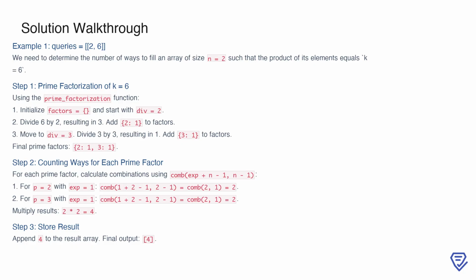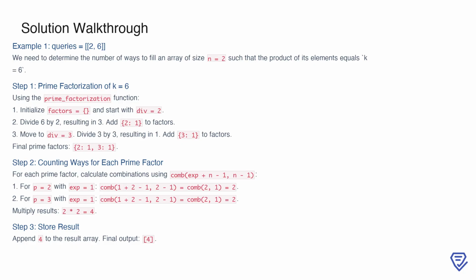Once we have the prime factors, we calculate how many ways we can distribute the exponents of these factors across the n elements of the array. For each prime factor, we use the formula com(exp + n - 1, n - 1). For the factor 2 with an exponent of 1, the calculation is com(1 + 2 - 1, 2 - 1), equals com(2, 1), equals 2. Similarly, for the factor 3 with an exponent of 1, the result is also com(2, 1), equals 2.